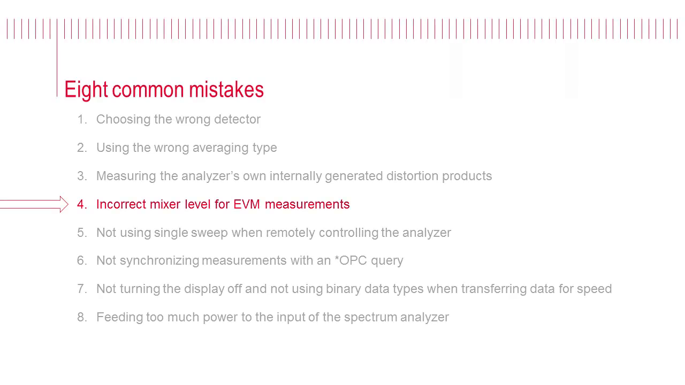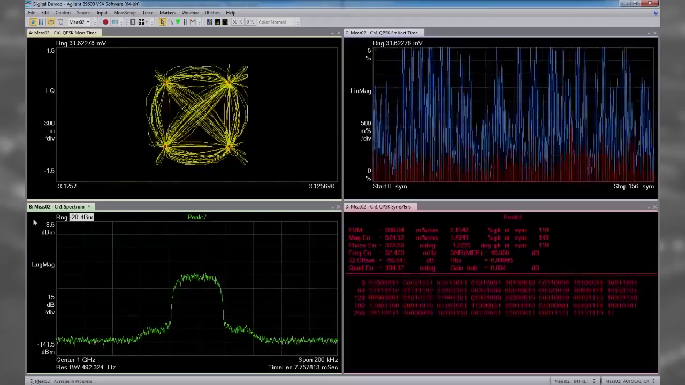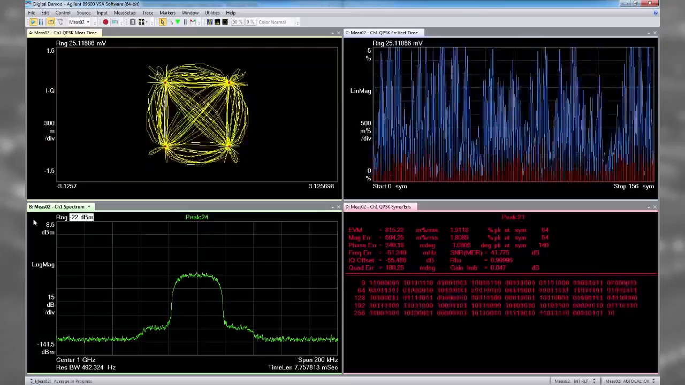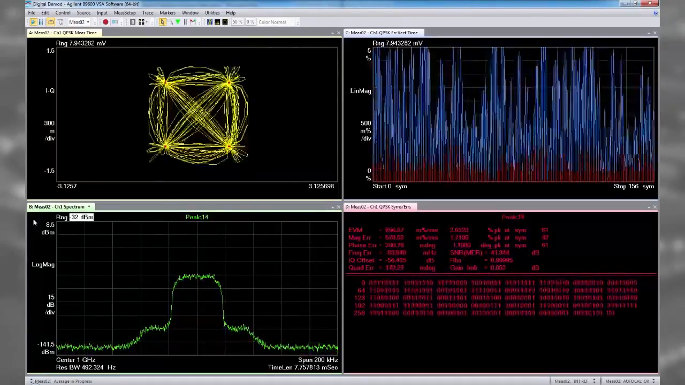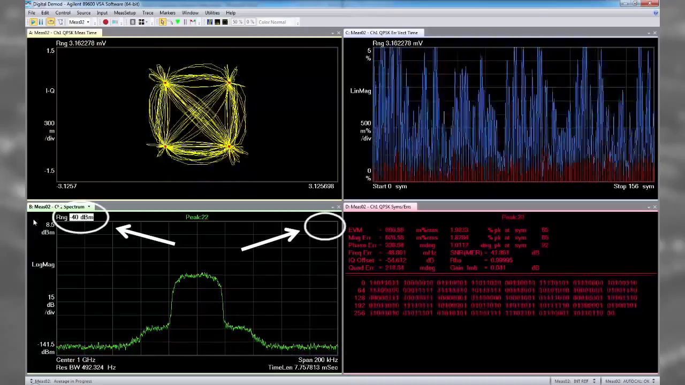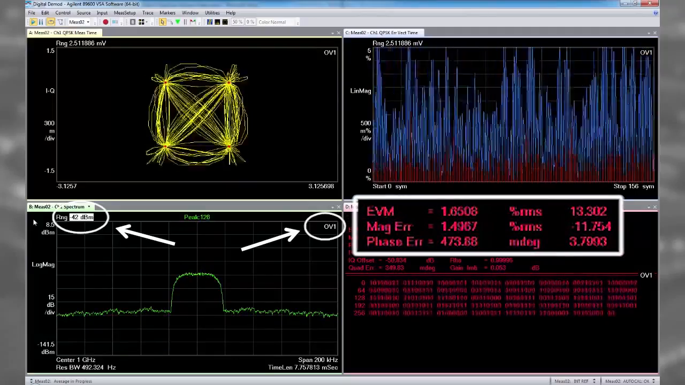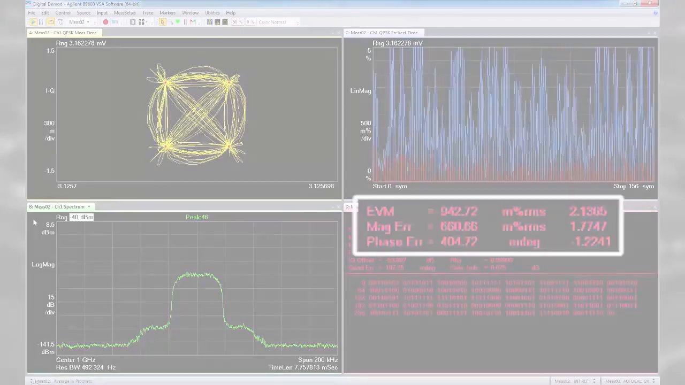The analyzer's mixer leads to the fourth common mistake when making error vector magnitude measurements. A mixer level that is too high or low can degrade the performance of a measurement. Using Keysight's 89600 VSA software connected to an MXA, I am measuring a QPSK signal. To optimize the measurement, decrease the input attenuation until an ADC overload is met. Then, increase the input attenuation until the overload condition is resolved. Observe the change in EVM while the attenuation is changed.